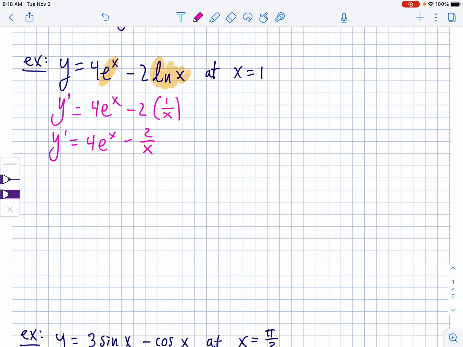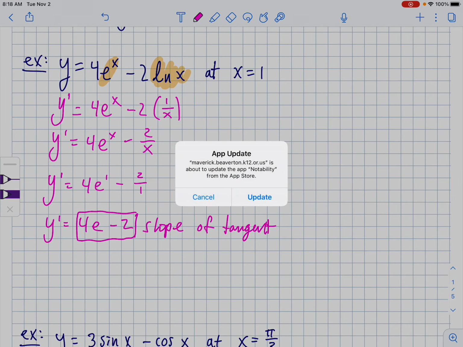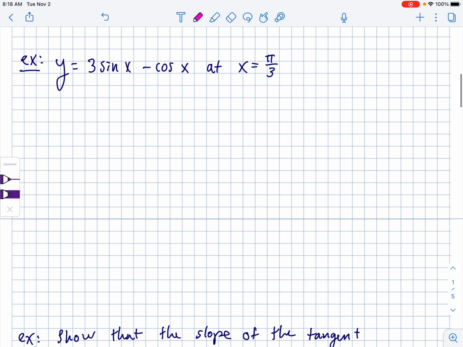Now, that's the slope machine, and we want to know the slope of the tangent at x equals 1, so we're just going to plug in 1 for x. You can't really simplify this too much other than just say 4e minus 2. So this is the slope. All right, that one's fairly straightforward.